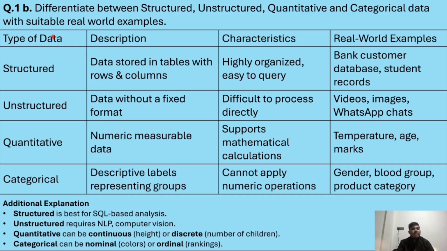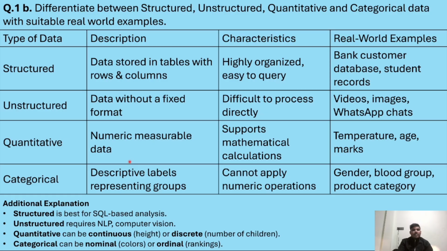Next, question number 1 B part: differentiate between structured, unstructured, quantitative, and categorical data with suitable real world examples. Here we have columns: types of data, description, characteristics, and real world example. Structured data is stored in tables with rows and columns. Its characteristics are highly organized and easy to query. Real world examples are a bank customer database and student records. Unstructured data has no fixed format, and its characteristic is that it is difficult to process directly. Real world examples are videos, images, WhatsApp chats, etc.